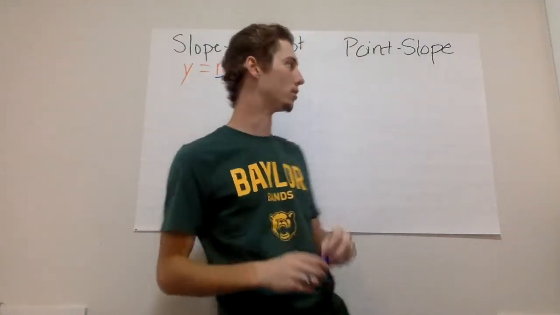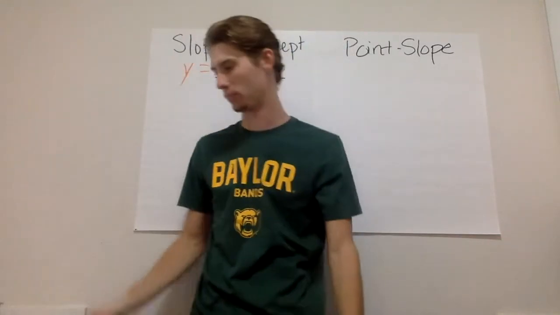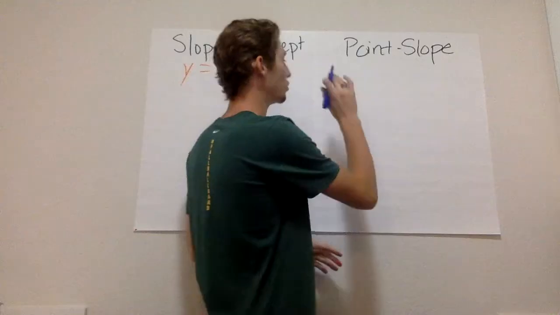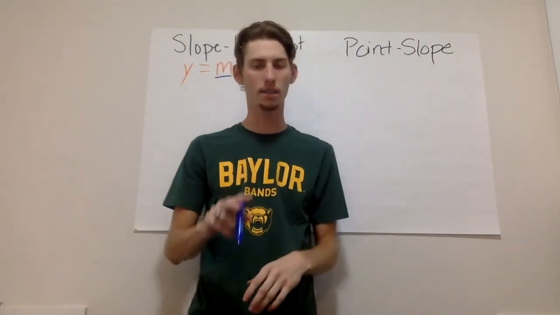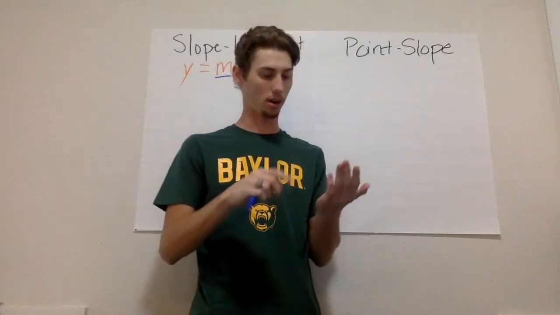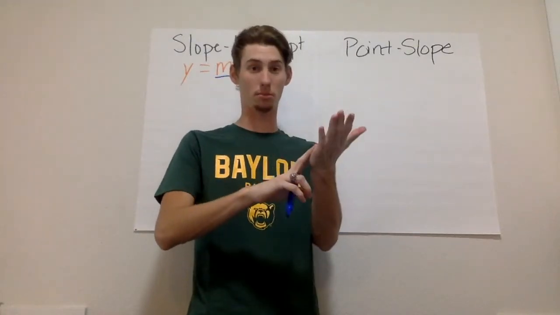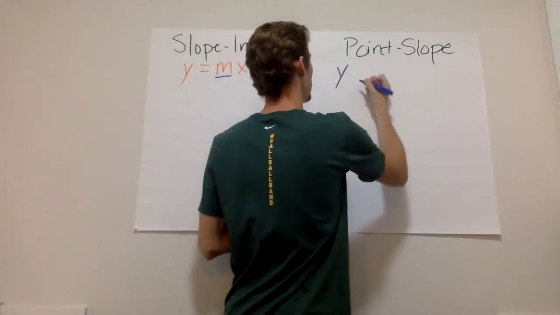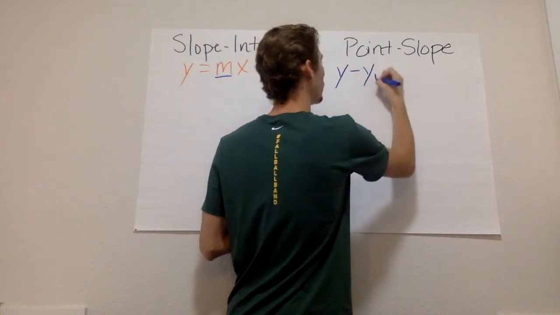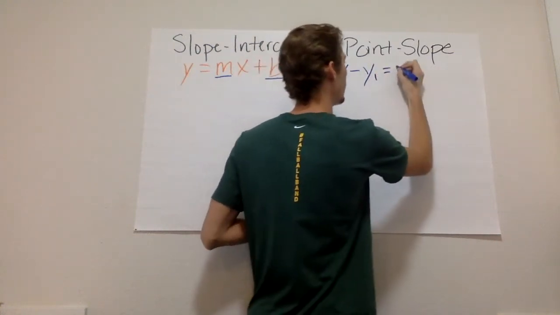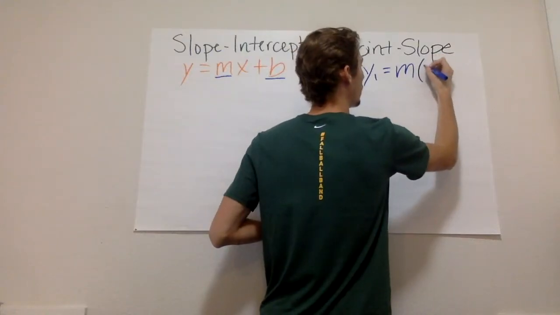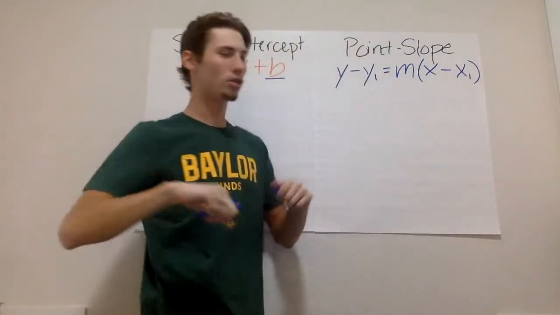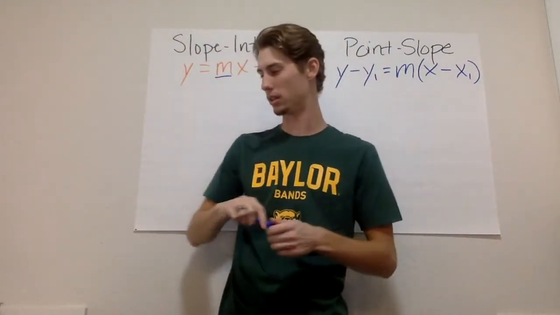So now I want to introduce to you point-slope form. Crazy, the two things that you need in order to write an equation in point-slope form are a point and a slope. That's it. So, I'm going to write down the equation real quick. It's going to be y minus y1 equals m times the quantity of x minus x1. These are all things we've seen before, but not necessarily in this order.